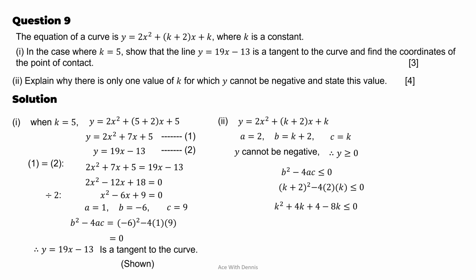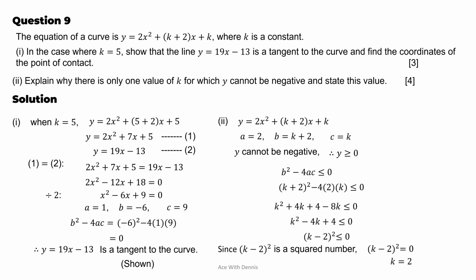We expand the bracket, we get k squared plus 4k plus 4 minus 8k less than or equal to 0. So k squared minus 4k plus 4 is less than or equal to 0. Factorize, we get k minus 2 squared less than or equal to 0. So since k minus 2 squared is a squared number, there is only one possible value for k minus 2 squared, which is equal to 0. So k can only be equal to 2.